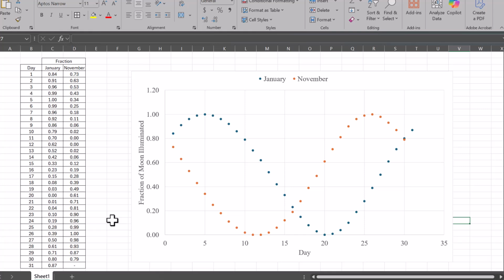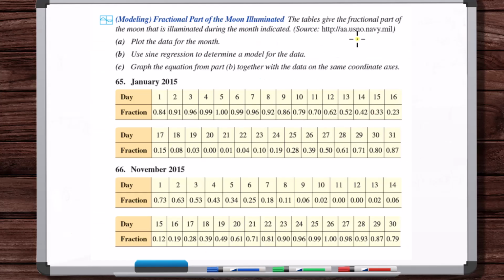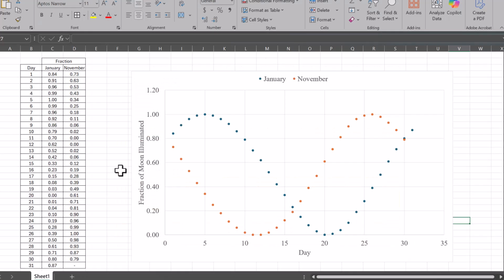Now note that this is real data. This comes from some research with the Navy. So what do you notice about this? Well, it's clearly sinusoidal. It's closely following a sinusoidal pattern. And this gets back to a point that I've been making as we've talked about the graphs of sinusoids, that the sinusoids are the heart of all periodic functions.